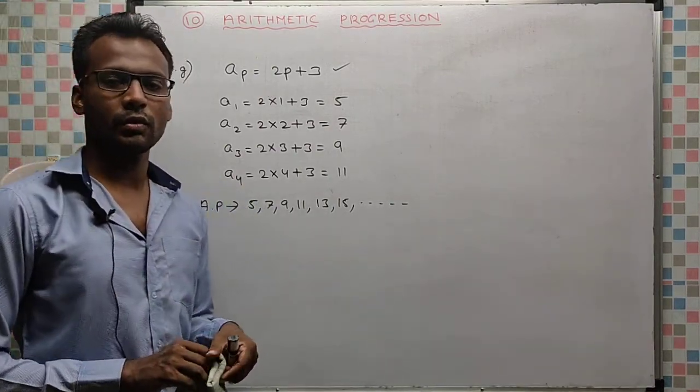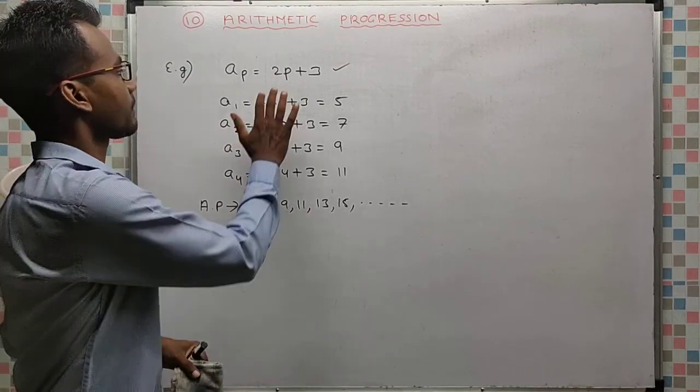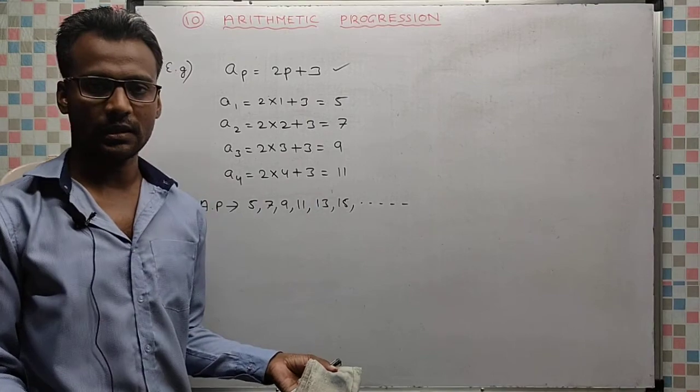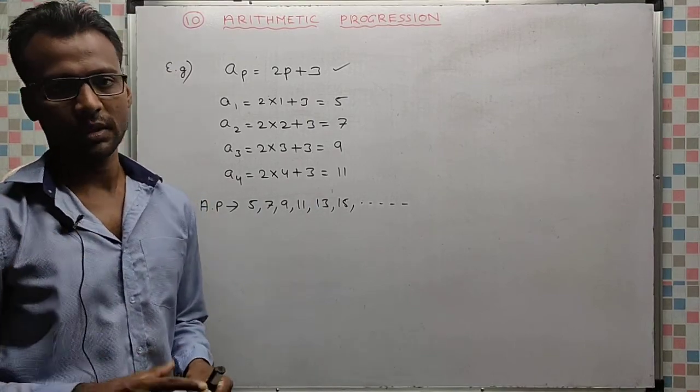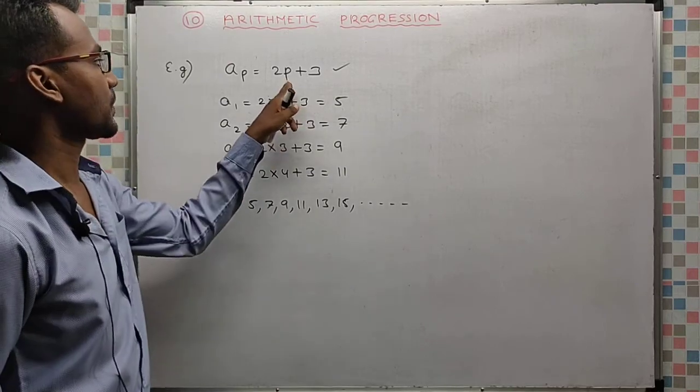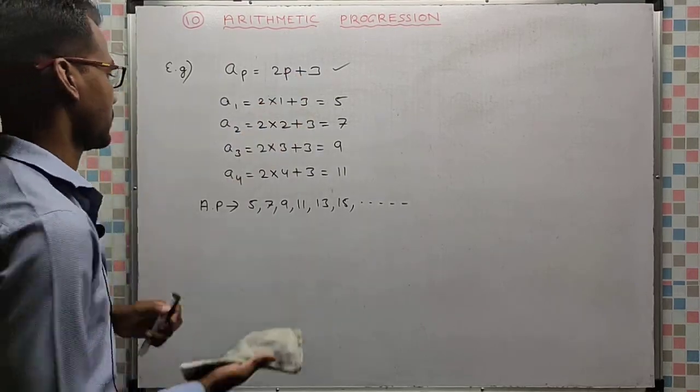Now different AP will have different formula. For this AP the formula is 2p plus 3. For different AP the formula may be different. It may be p minus 3. It may be 3p minus 2. It can be any other formula, but it will always be linear. See, p power 1, it will always be linear.